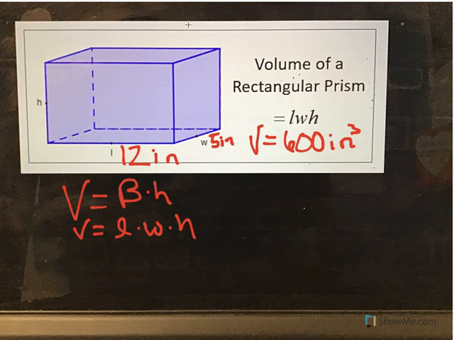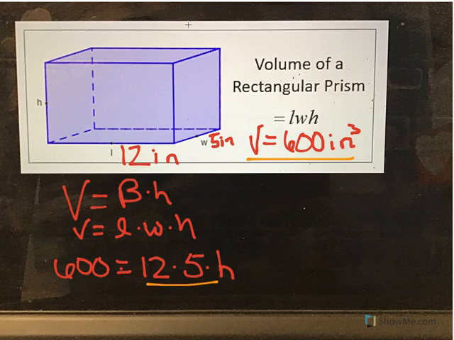Now we do know the volume, so I'm going to plug that in over here, 600. And I know the length is 12. And I know the width is 5, but I don't know the height. Once I get to this point, it becomes an algebraic equation. So let's go ahead on the right side.